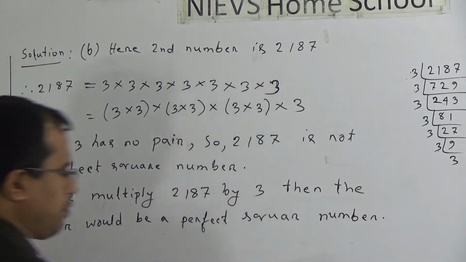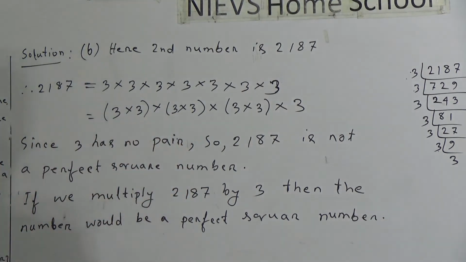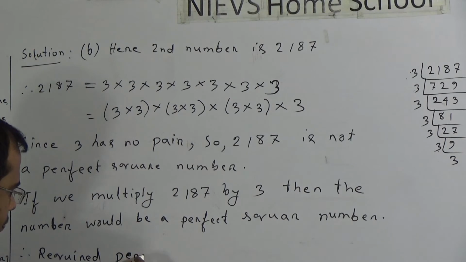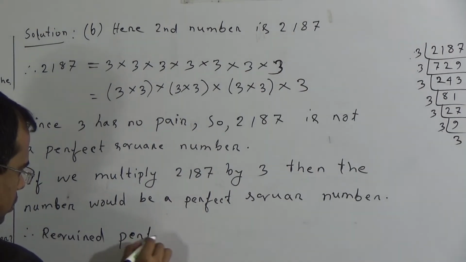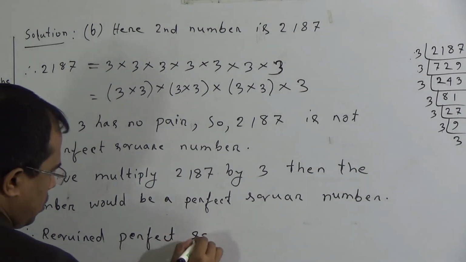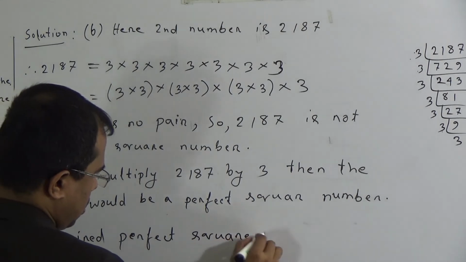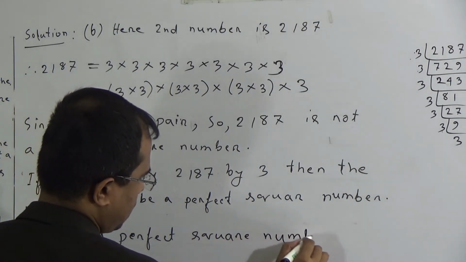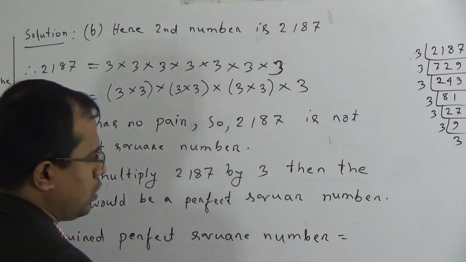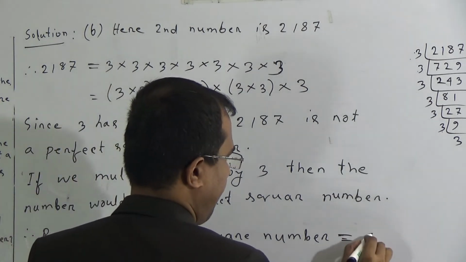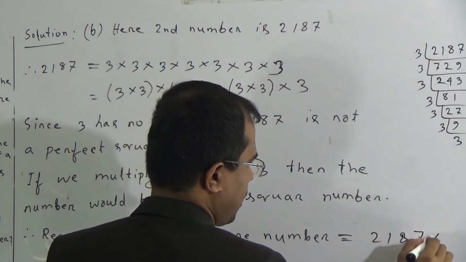Now we'll find out that perfect square number. Therefore, the required perfect square number is equal to 2187 multiplication by 3.